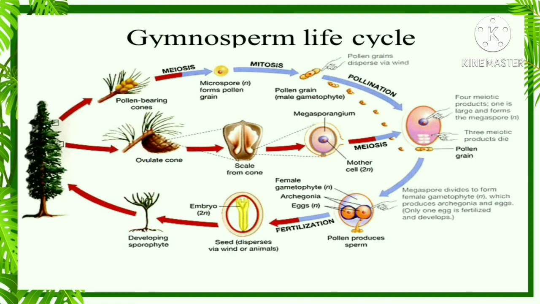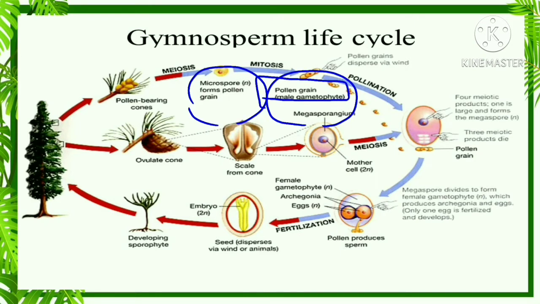The microspores develop into a male gametophyte which is very much confined to a pollen grain. So in gymnosperms, the male gametophyte is represented only by a few cells of pollen grain.